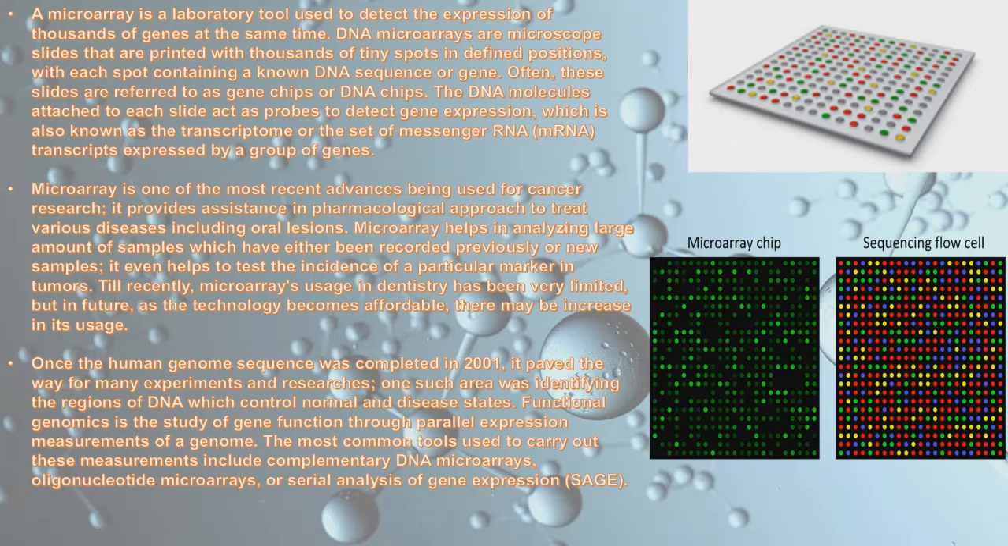Once the human genome sequence was completed in 2001, it paved the way for many experiments and researches. One such area was identifying the region of DNA which control normal and disease states. Functional genomics is the study of gene function through parallel expression measurements of a genome. The most common tools used to carry out these measurements include complementary DNA microarray, oligonucleotide microarray, or serial analysis of gene expression, that is SAGE.